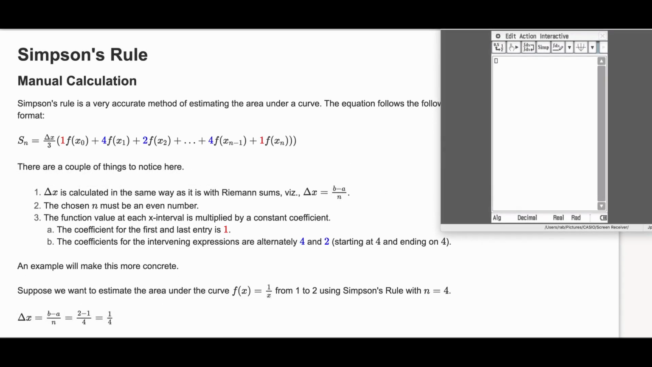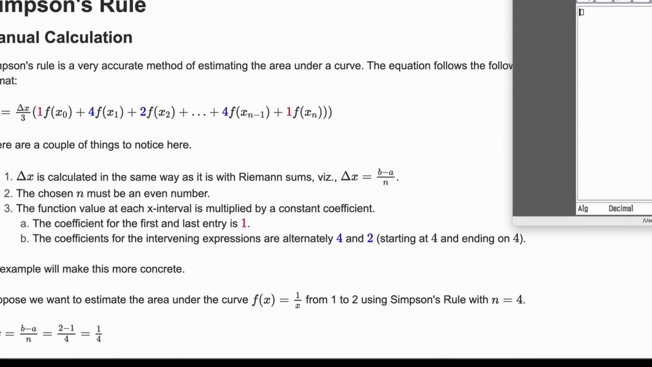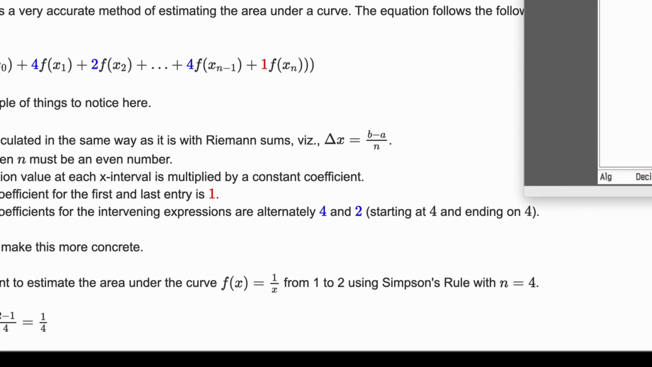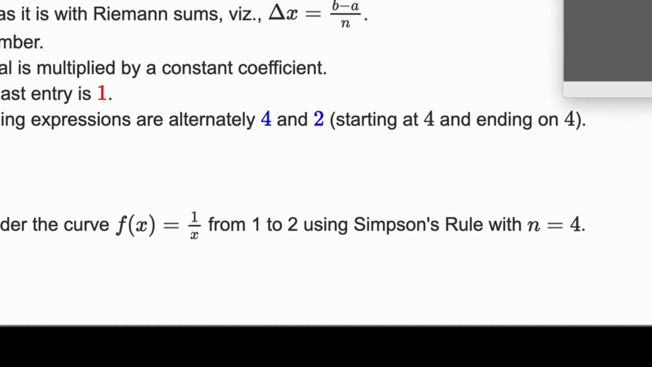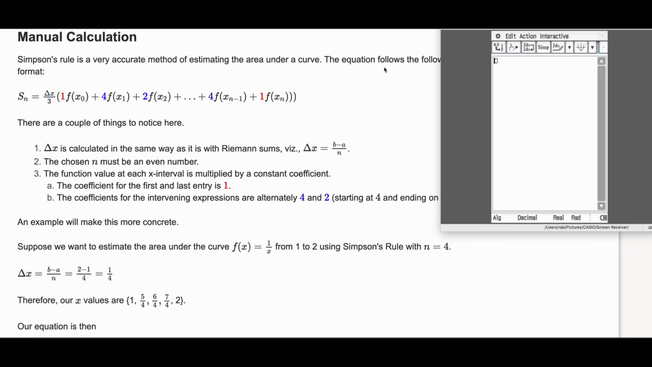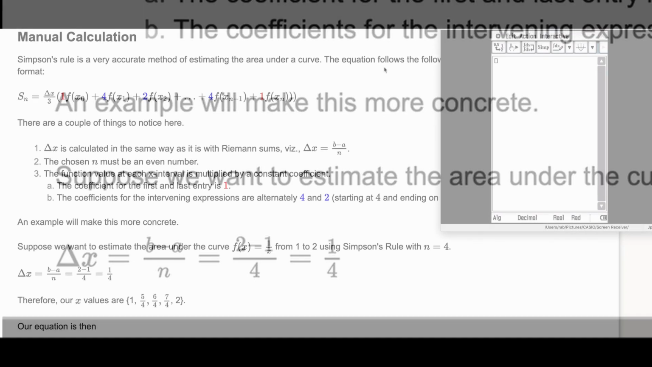We'll do a manual calculation first, and then we'll show how this can largely be automated on the calculator, which of course makes it much less tedious. So here's the manual calculation. We want to estimate the area under the curve of f of x equals 1 over x from the lower bound of 1 to the upper bound of 2 using Simpson's rule, and our n is equal to 4. We calculate the delta x, which is b minus a over n, so that's 2 minus 1 divided by 4, which is 1/4. So our delta x is 1/4.